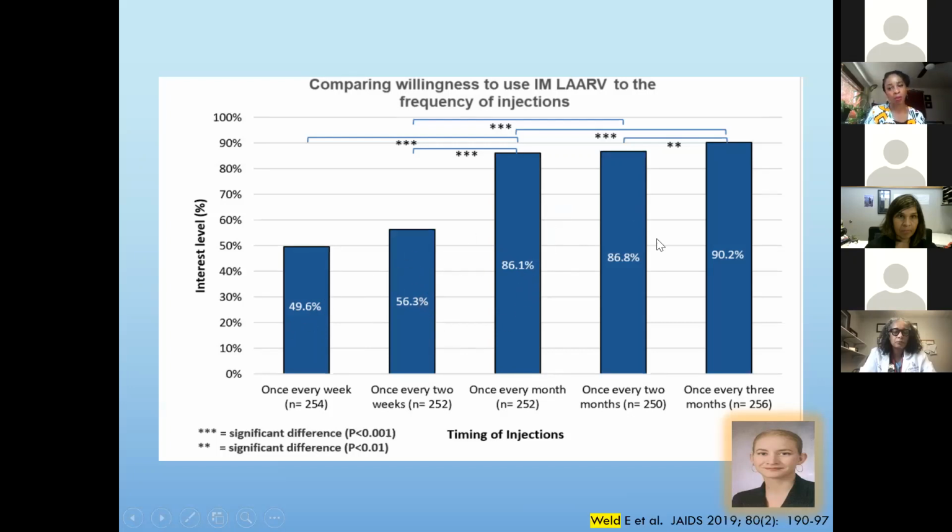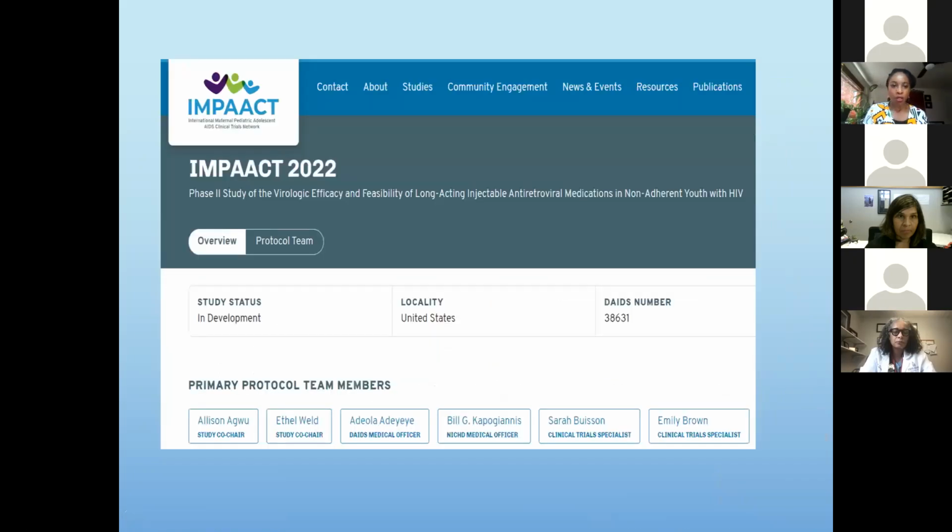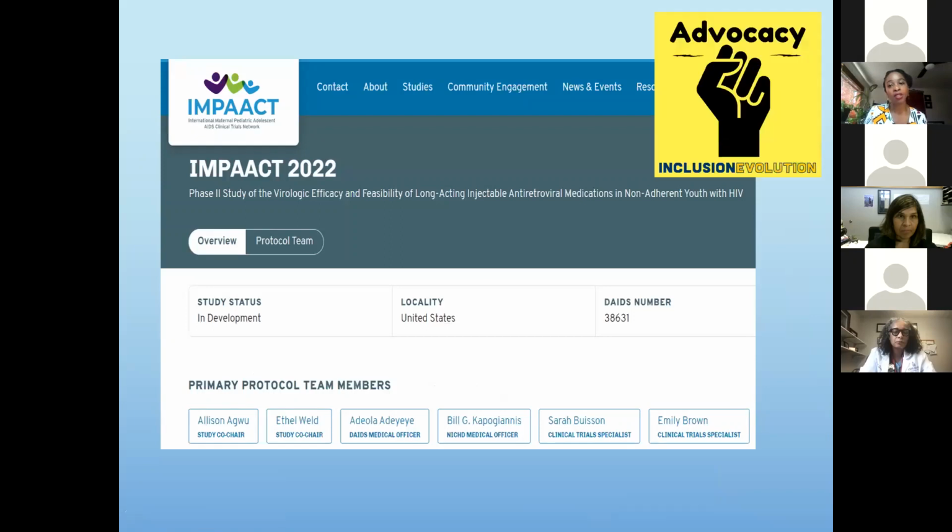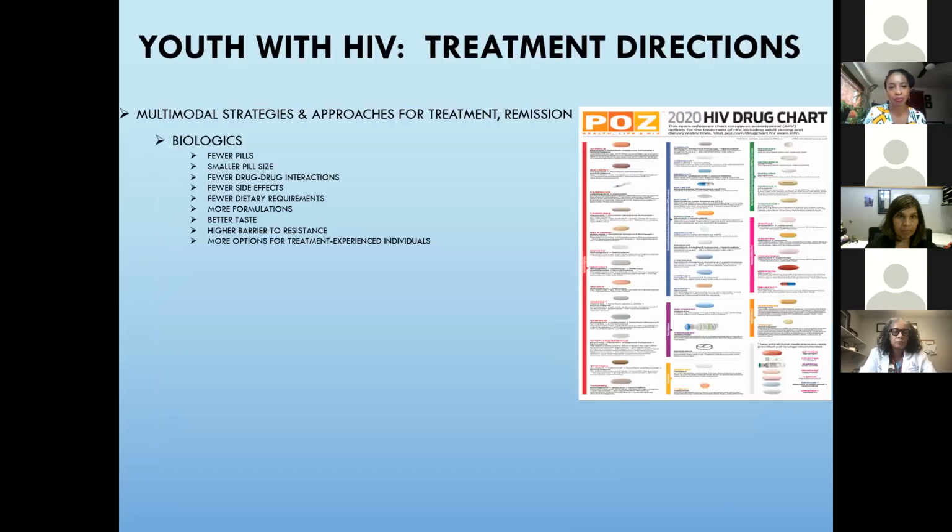Once you got to monthly or more, the interest in injectables increased even higher. So using that, Ethel Well and I are co-protocol chairs of a protocol called Impact 2022, looking at injectables for non-adherent youth. Approved by the network, however, we are having some challenges and having to advocate in terms of accessing the antiretrovirals and long-acting injectable, because now it's been approved, we're concerned that there may be less interest in having this studied for non-adherent youth, but advocating around that where the protocol is approved.